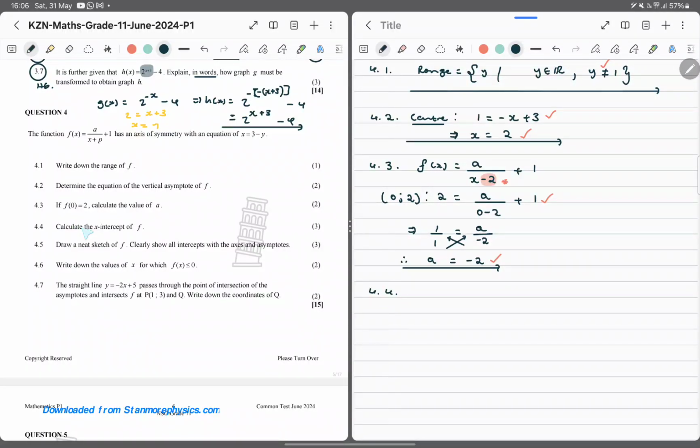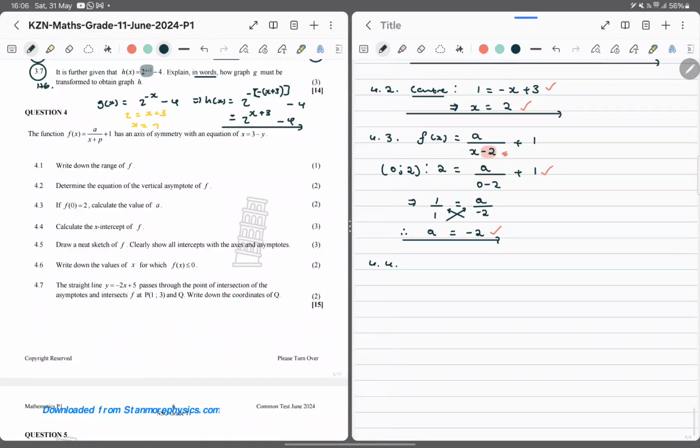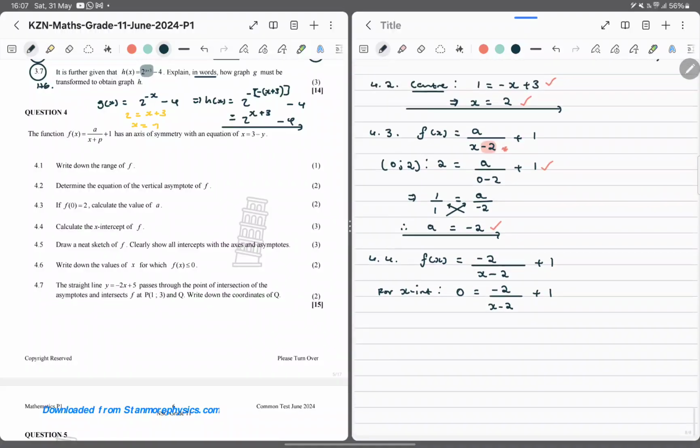4.4. We need to calculate the x-intercept. So for the x-intercept, in fact, let's first write the equation nicely. We can say f of x is going to be minus 2 divided by x minus 2 plus 1. And then we can say for the x-intercept, 0 is minus 2 over x minus 2 plus 1.